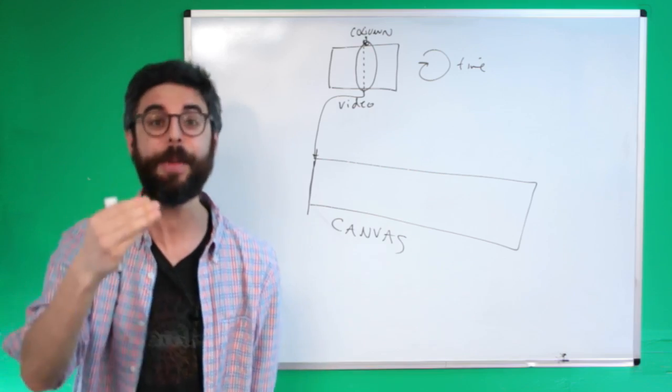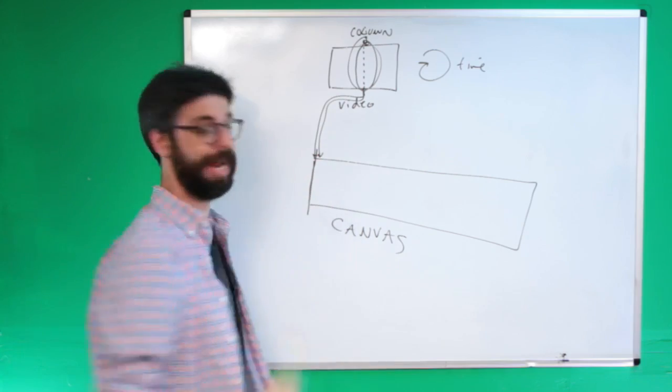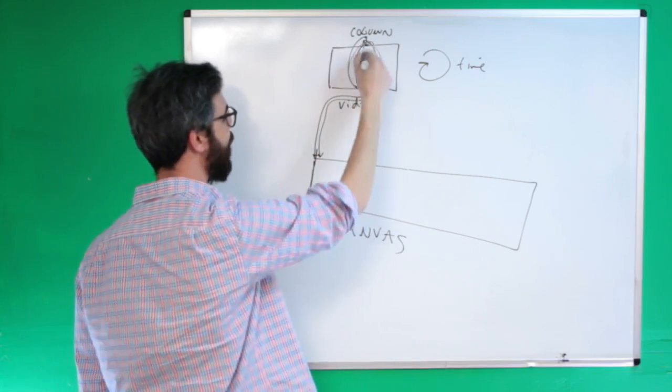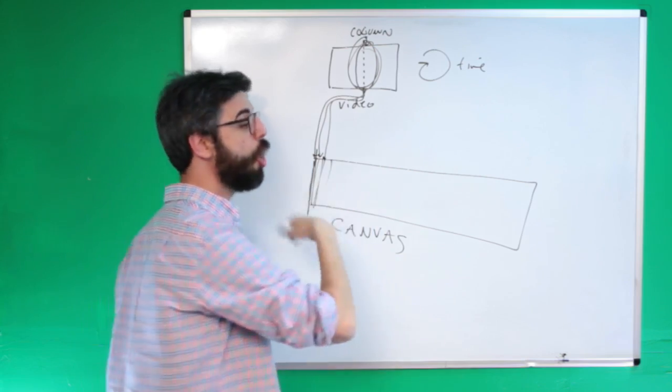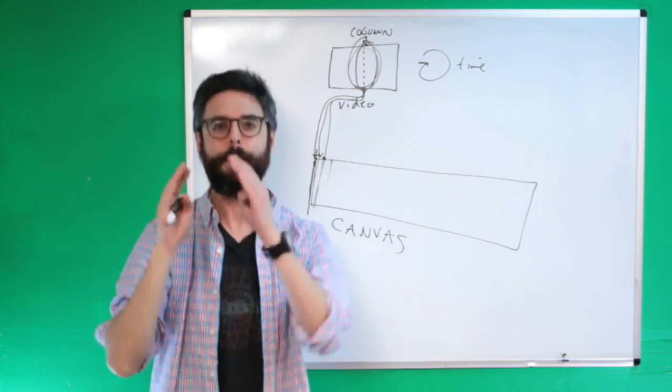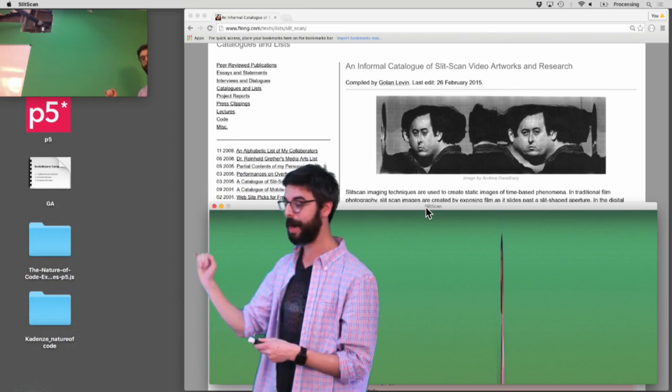Then the next moment in time, I want to take this column again, and I want to place it right next to it. And the next moment in time, I want to take that column again and place it right next to it. So those columns of pixels are going to be placed next to each other moment after moment after moment.